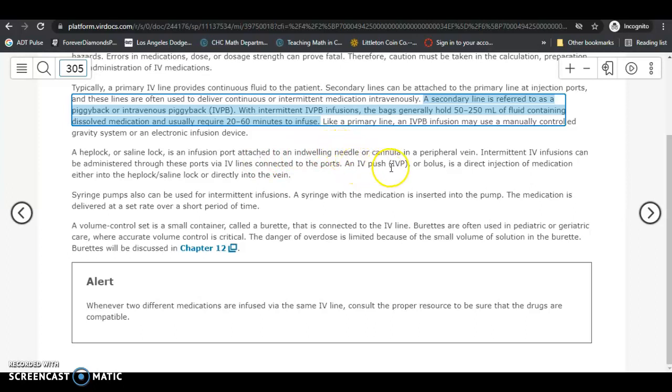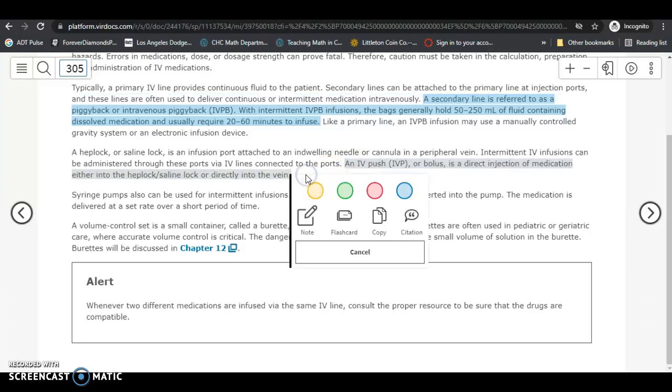An IV push, or IVP, or bolus, is a direct injection of medication either into the heparin lock or saline lock, or directly into the vein. So that's another type of IV medication administration, an IV push, or IVP.